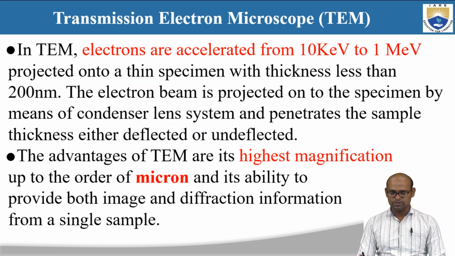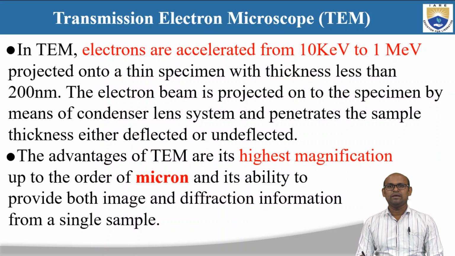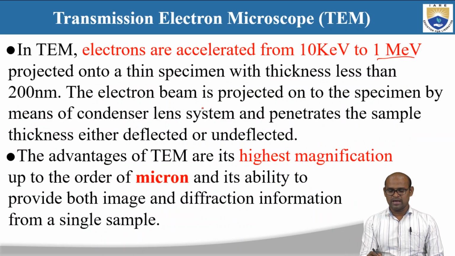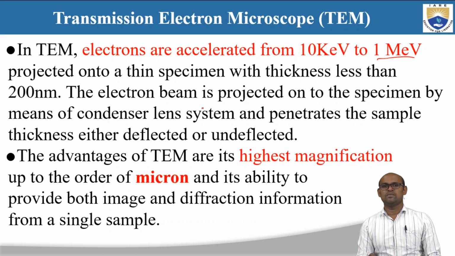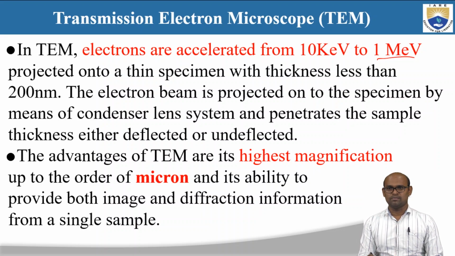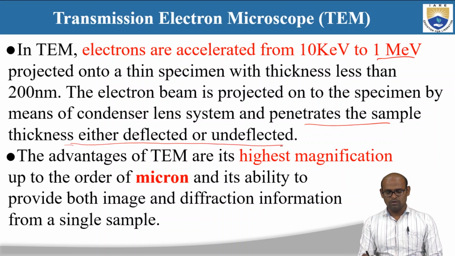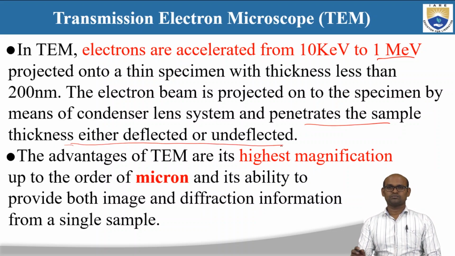TEM, transmission electron microscope. In TEM, electrons are accelerated from 10 kilo electron volts to 1 mega electron volts, projected onto a thin specimen with thickness less than 200 nanometers. The electron beam is projected onto the specimen by means of a condenser lens system and penetrates the sample thickness, either deflected or undeflected.